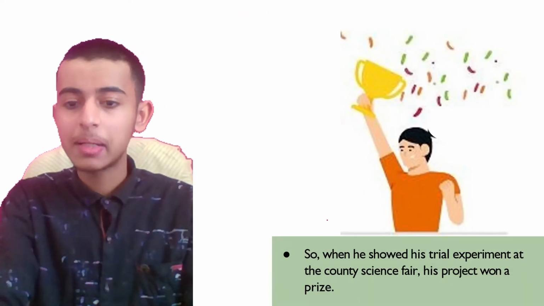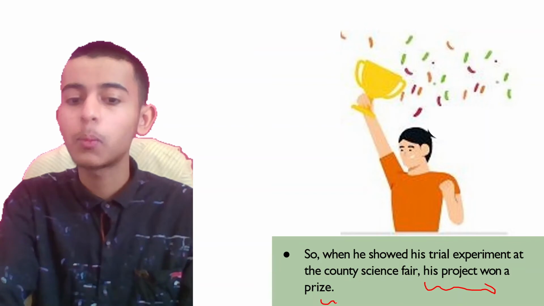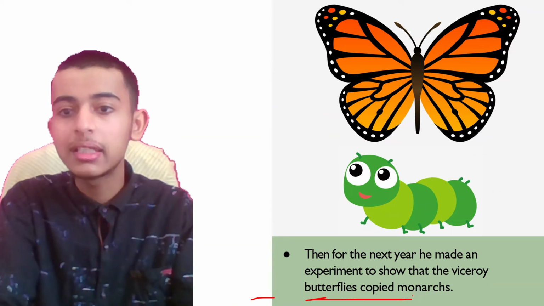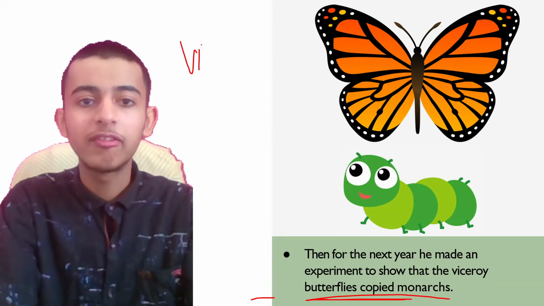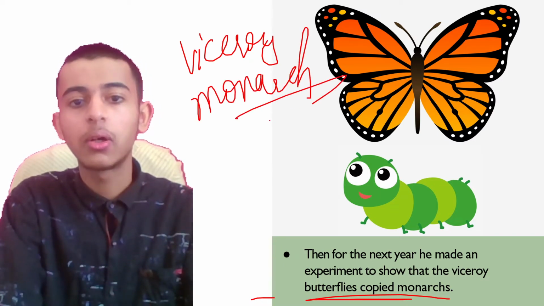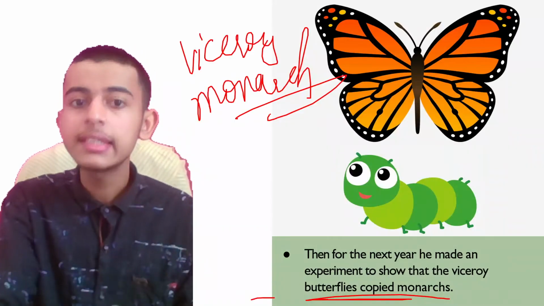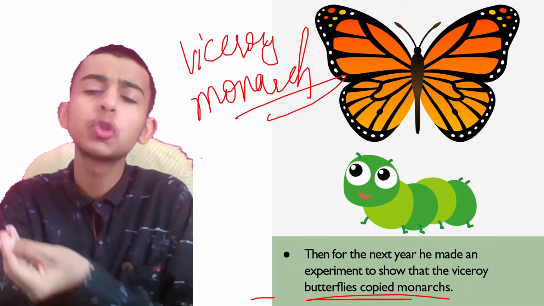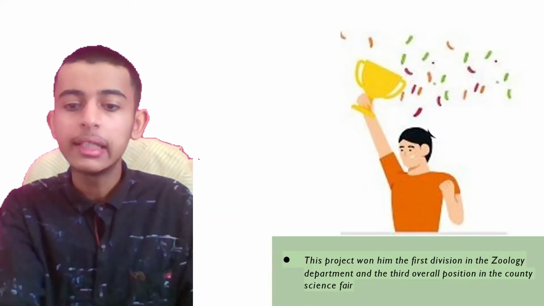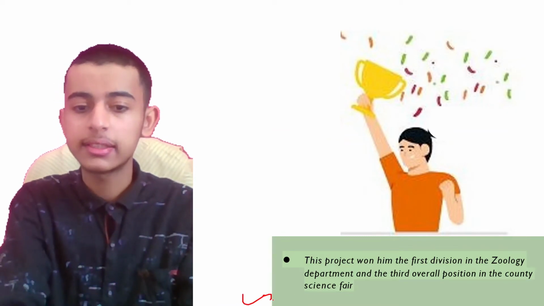When he showed his trial experiment at the county science fair, his project won a prize. Then for the next year, he made an experiment to show that viceroy butterflies copied the monarch. Guys, viceroys and monarchs look similar, but there is a difference. To birds, monarch butterflies do not taste good, whereas viceroy butterflies do. This project won him first division in the zoology department and third overall in the science fair.